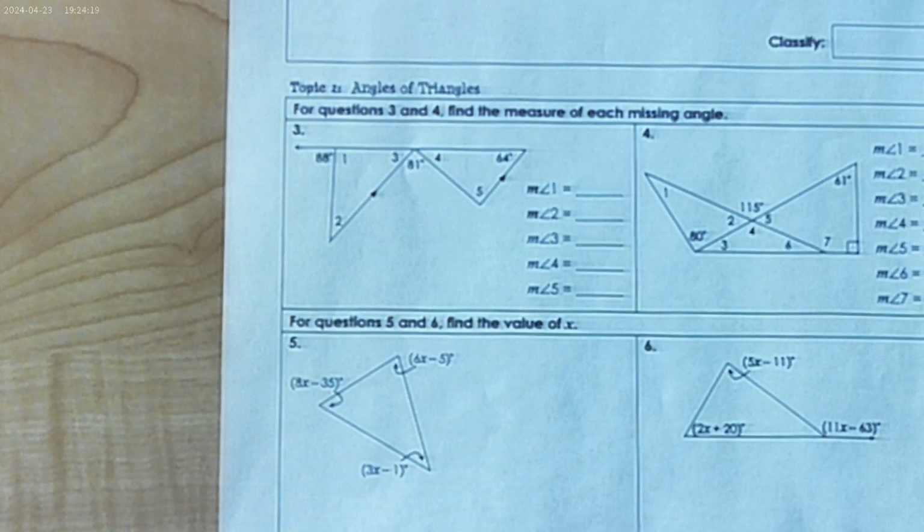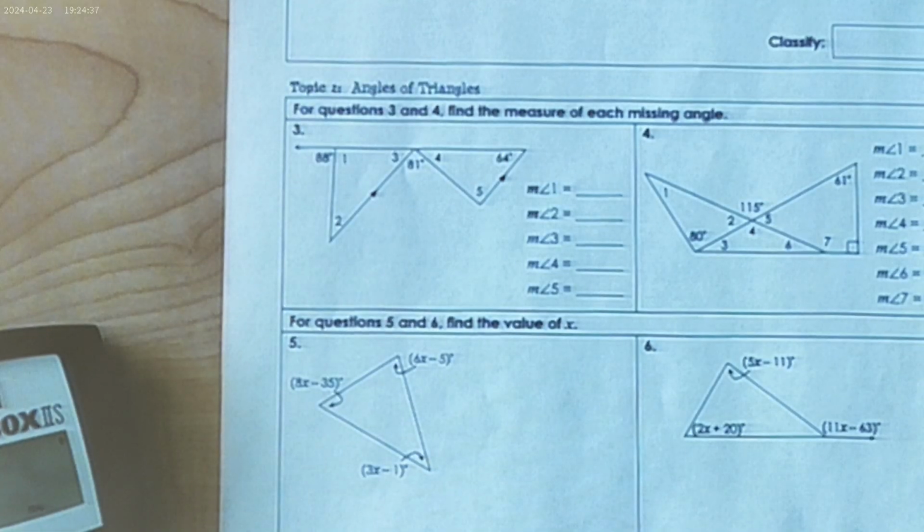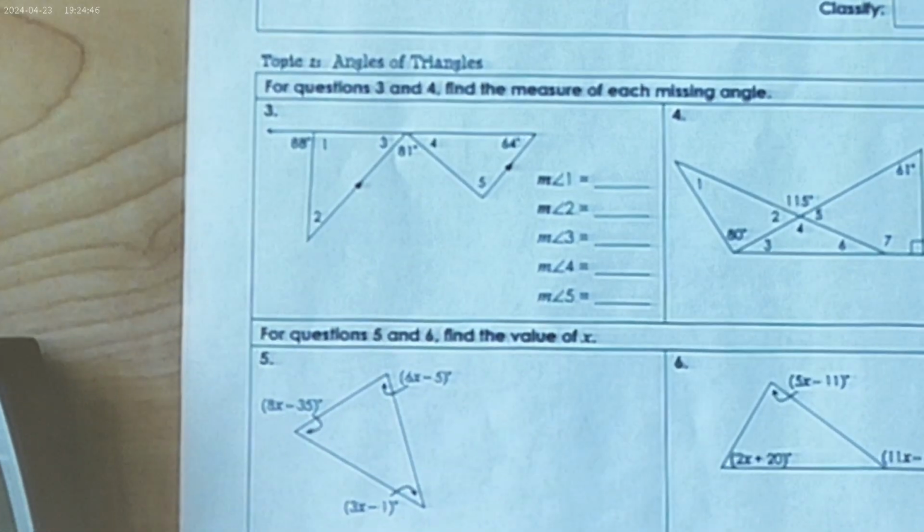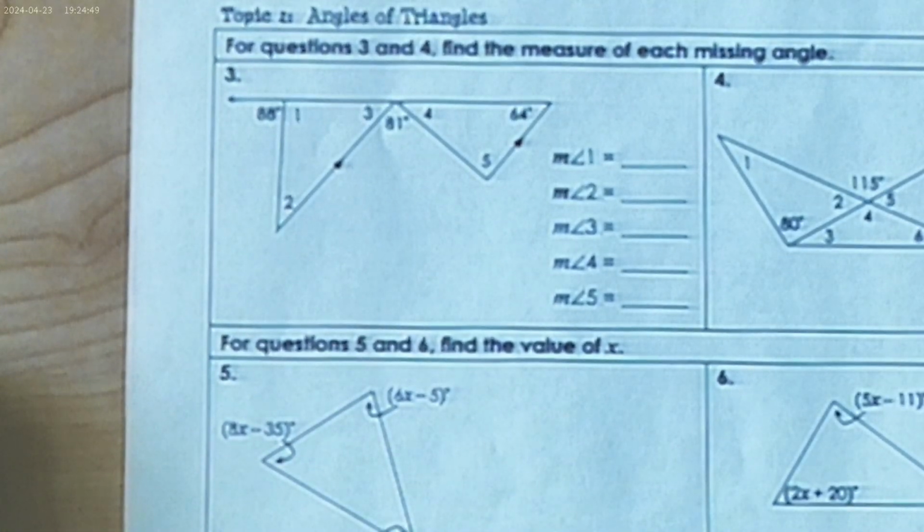Now we're finding the measure of each missing angle. All right. You do enough of these problems and you kind of want to find different ways of solving them, so you're not doing the same problem over and over again, especially if you're shooting several videos back to back. But sometimes you just have to work with what you know and what you have.